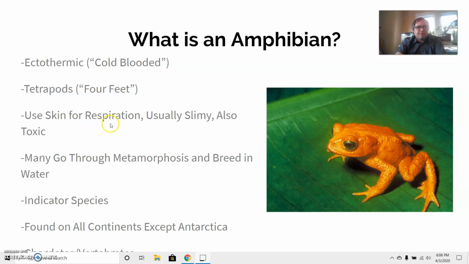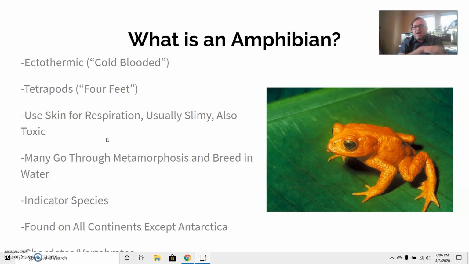They use their skin for respiration, so they use their skin in order to be able to breathe, for the most part. Usually very slimy. Again, that slime layer, it's kind of similar to when we talked about fish with no scales. That slime layer helps protect their body from toxins and also makes them difficult to grasp. It helps them move through water. And they're also all toxic to some degree.